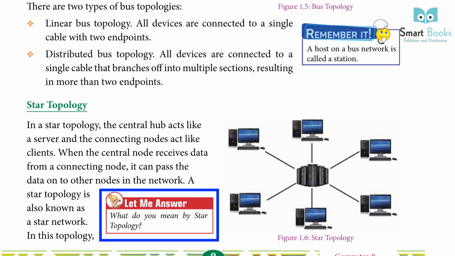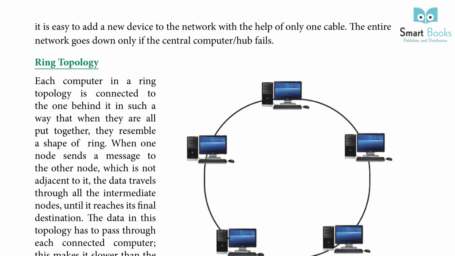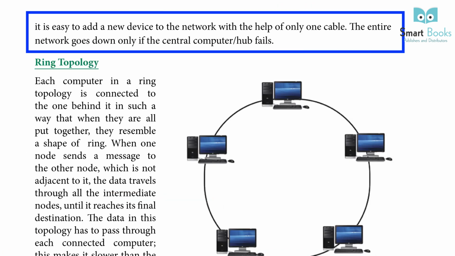Let me answer. What do you mean by star topology? In this topology, it is easy to add a new device to the network with the help of only one cable. The entire network goes down only if the central computer hub fails.